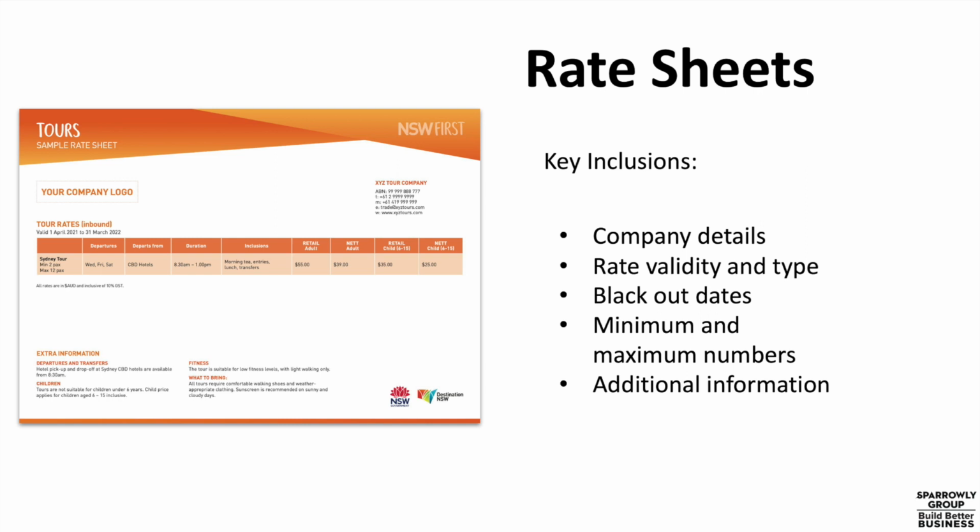Key information to include: company name and contact details for travel trade bookings, rate validity dates and any blackout dates or dates when these rates are not available, such as New Year's Eve or during major events, age limits for children and concession rates, definitions of a group, any minimum or maximum numbers for tours or room capacities, any other key information about your rates and inclusions.